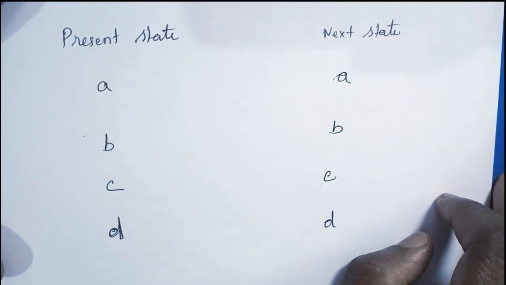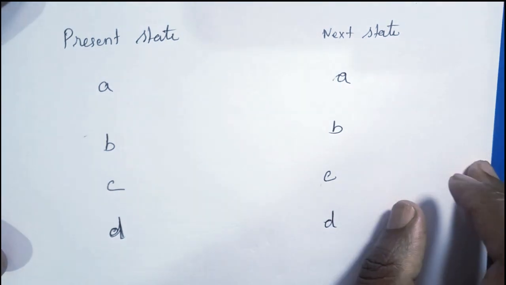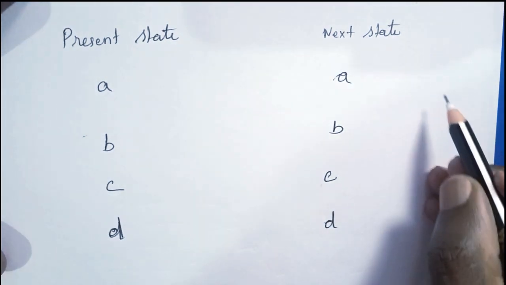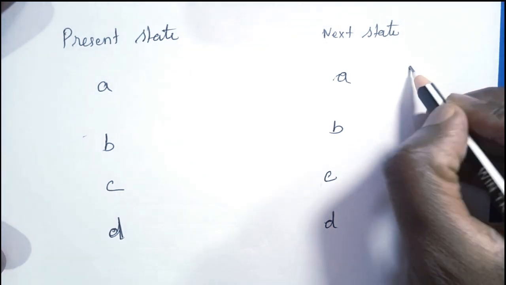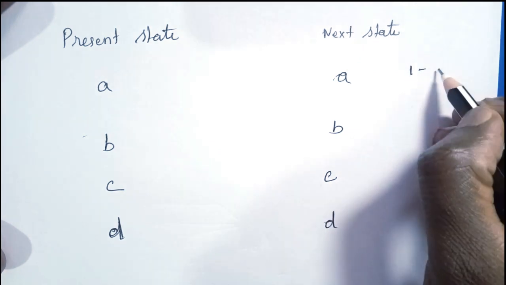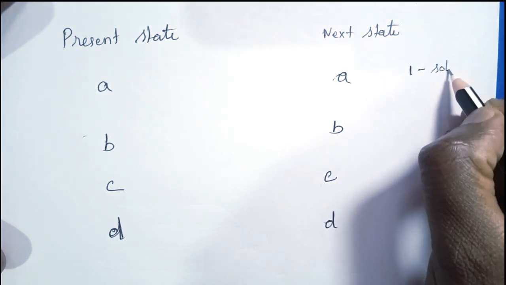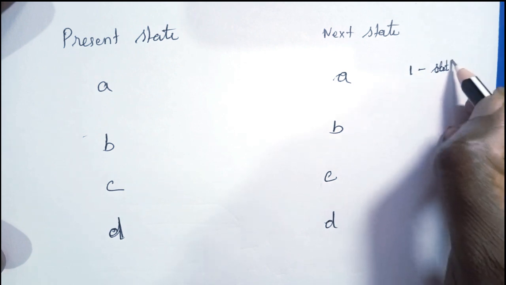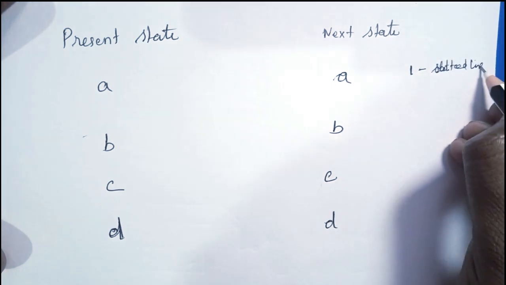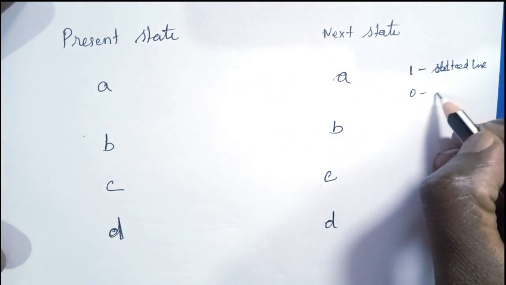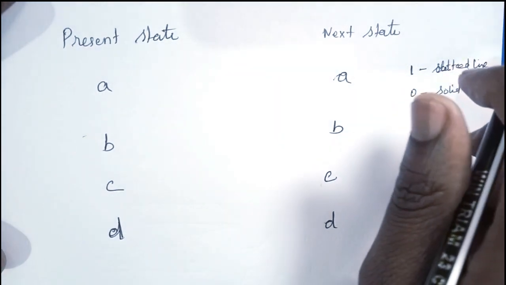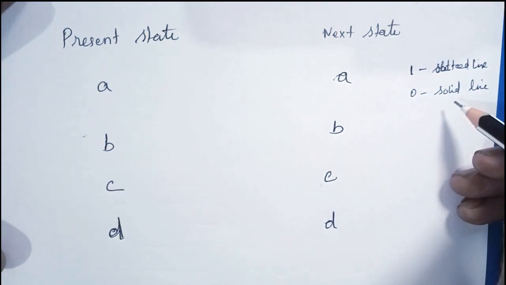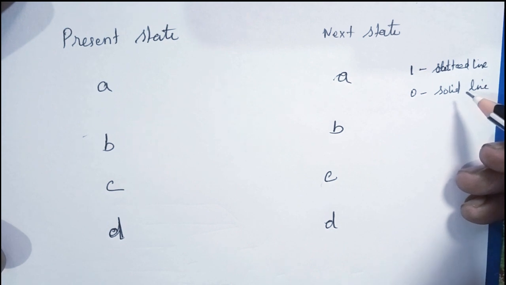Okay, so we are going to draw this. One thing you should remember: if the input bit is 1, it is represented by a dotted line, and 0 is represented by a solid line. Okay, 1 is represented by a dotted line, 0 is represented by a solid line.